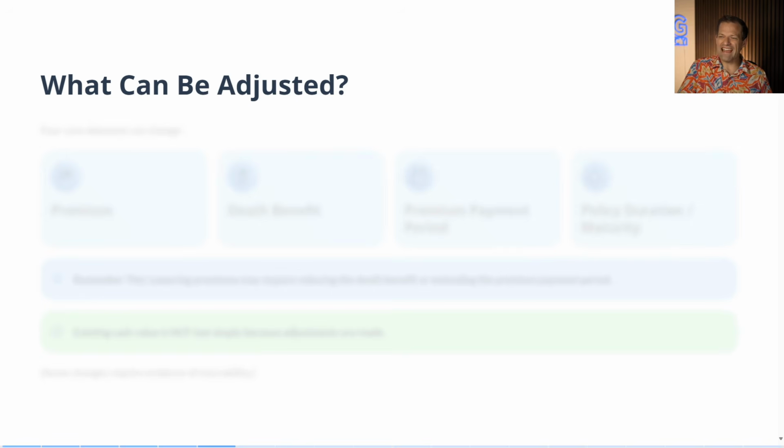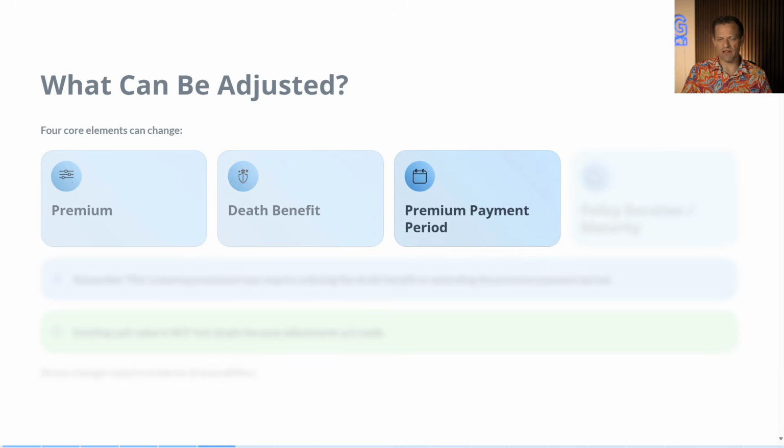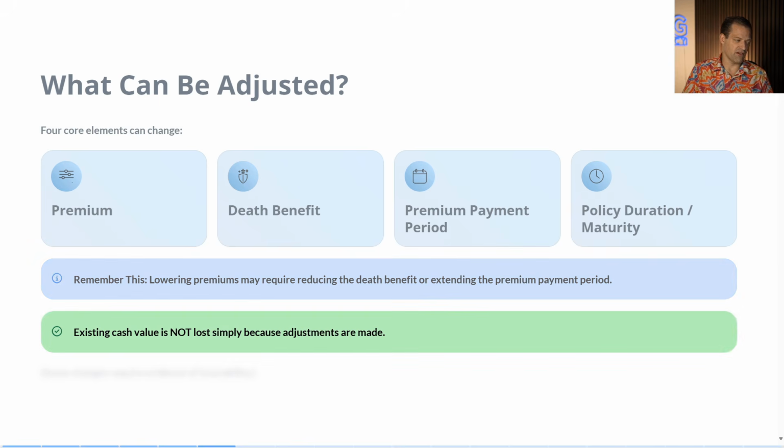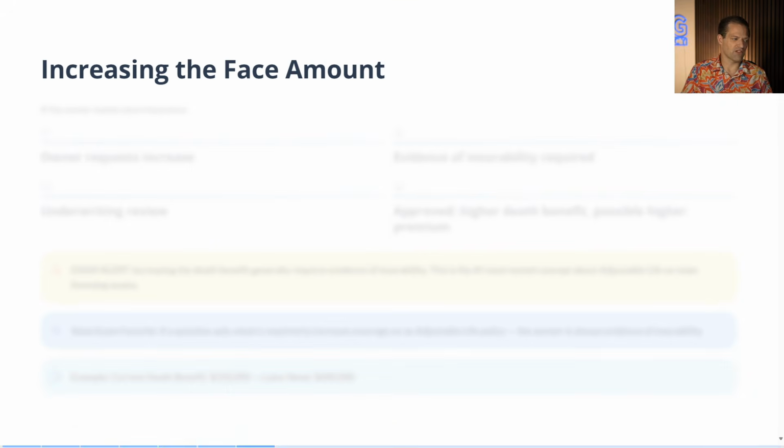So Dave, what can exactly be adjusted on an adjustable life insurance policy? Four core elements can be adjusted, including the premium, death benefit, premium payment period, and the policy duration or maturity. Remember that lowering premiums may require reducing the death benefit or extending the premium payment period. An existing cash value is not lost simply because adjustments are made, although some changes require evidence of insurability. So let's talk first about increasing the face amount.